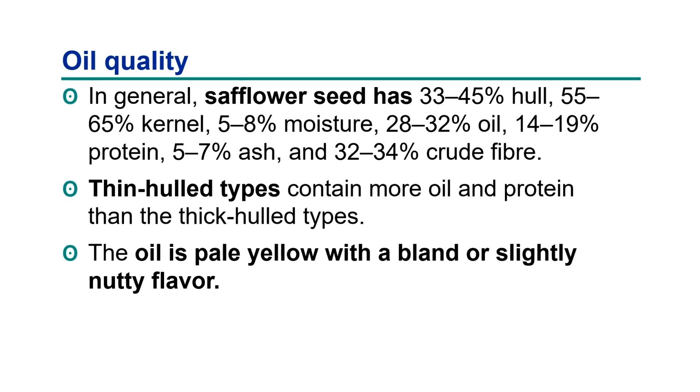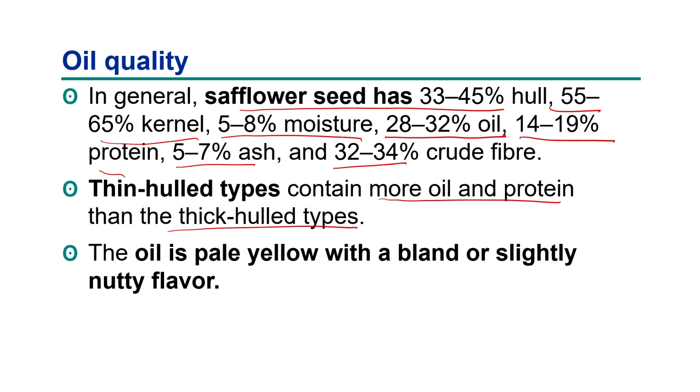Oil quality. In general, safflower seed has 33 to 45% hull and 55 to 65% kernel. The kernel has 5 to 8% moisture, 28 to 32% oil, 14 to 19% protein, 5 to 7% ash and 30 to 34% crude fiber. Thin hull types contain more oil and protein than the thick hull types. The oil is pale yellow with a bland or slightly nutty flavor.